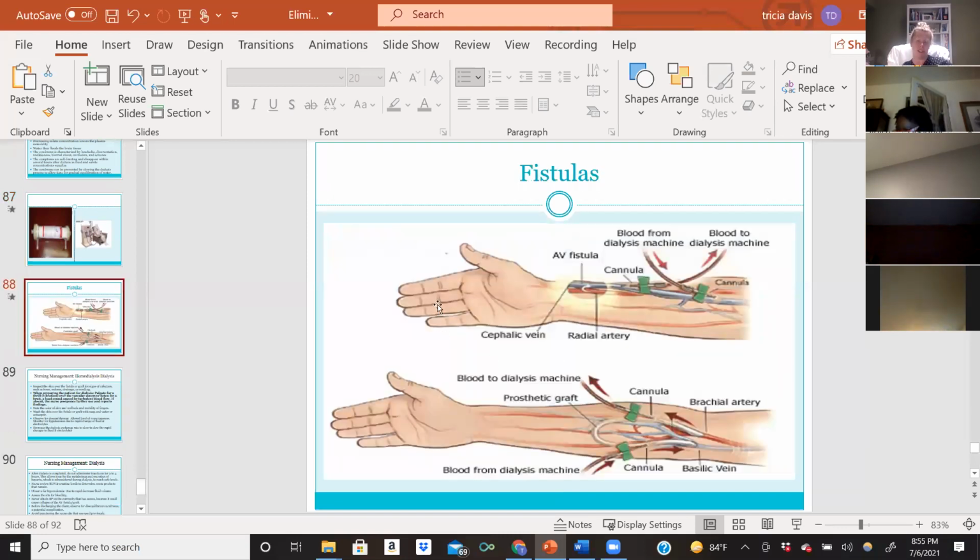So these are just your fistulas. It shows you how they work, and then it shows you how the blood goes in from the dialysis machine, and how it goes back through the machine again. How it goes in and how it comes out.